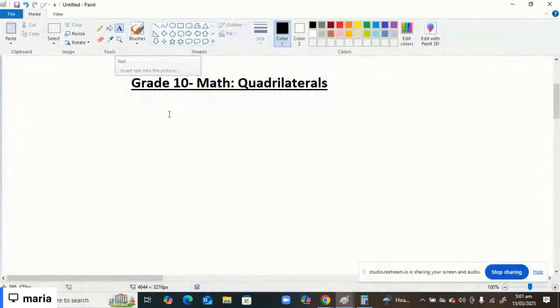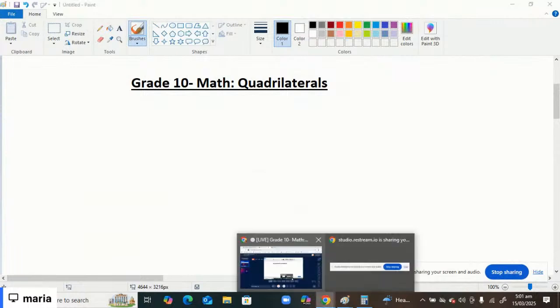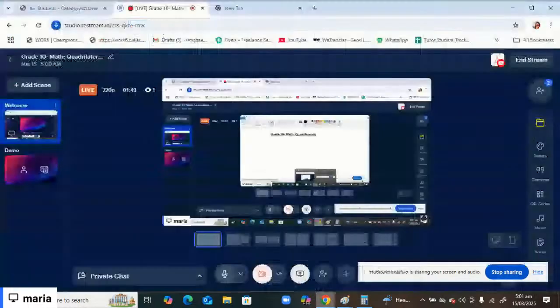Today we are here for grade 10 maths. The chapter we discuss today is quadrilaterals. You can find all the lessons on aplusstudent.com. You have to log in using the email and password provided by the administrator. Go to the subject tab, select maths from there, and scroll down to the grade.